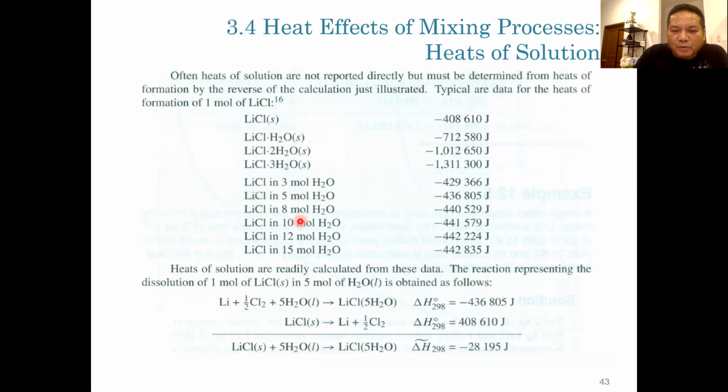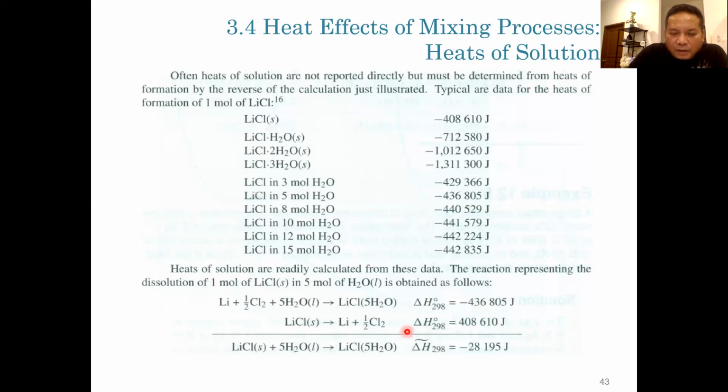Since there's no equation here, what we can do is combine lithium reacting with chloride and water. This is the value to produce lithium chloride in aqueous form, minus 436.805, negative. So what does the negative mean? It releases heat. If it's positive, then it absorbs heat. So when it's negative, what can you expect? The process becomes hot. When it's positive, it cools down.